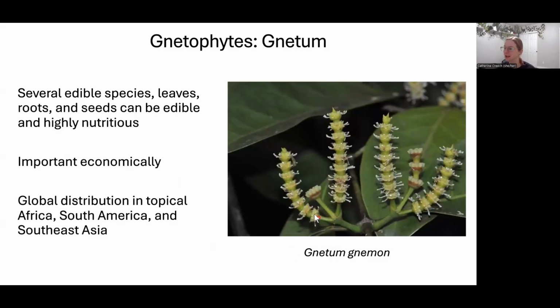These are cones, and they do not produce the structures that angiosperms produce. Here is Needham. You can see these flower-like structures. Instead of being a flower, these are male cones. There are many edible types of Needham. The leaves, the roots, the seeds, all edible, highly nutritious. Because of that, they are an agriculture crop, and they are economically important. Generally, they're in tropical areas in Africa, South America, and Southeast Asia. We don't have any that grow in our area, but weird because they look like flowering plants, even though they're not.